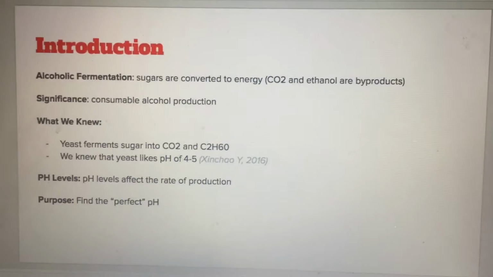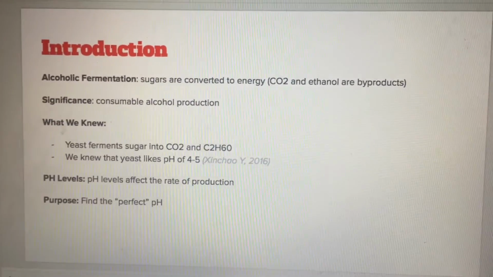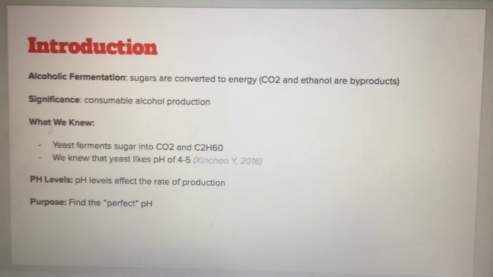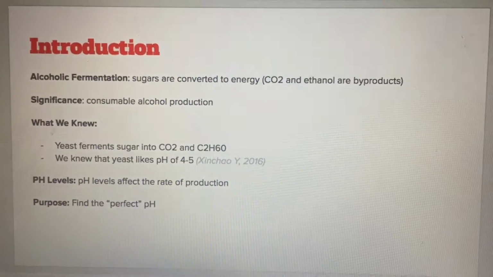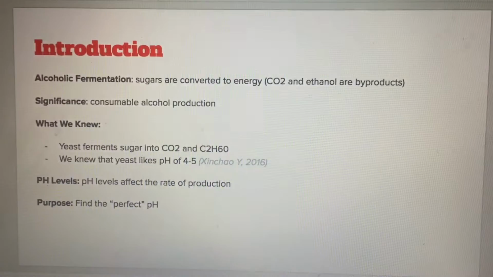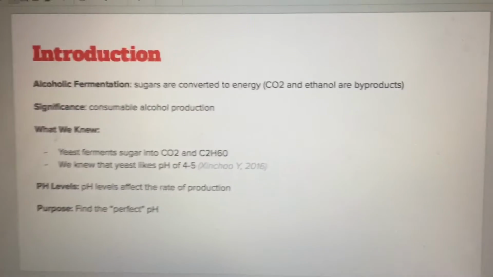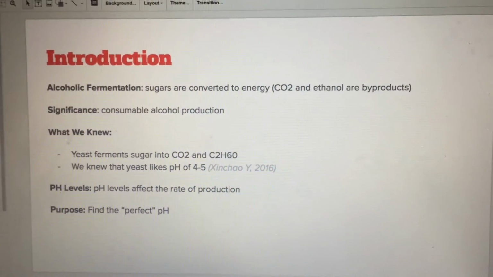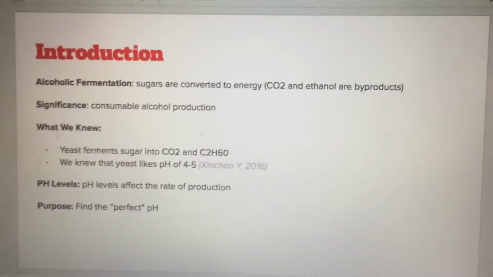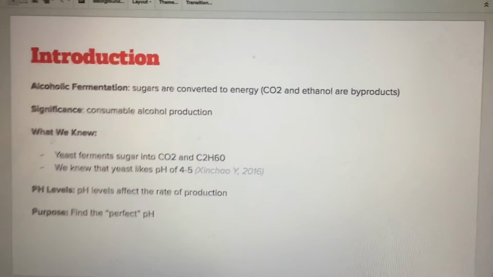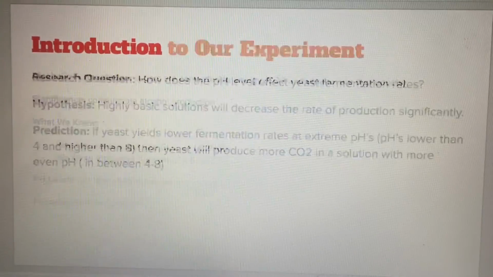But the purpose of the whole thing is to find a good pH that yeast likes, because going over the labs that we had done and some of the research that we had done, we couldn't necessarily get a clear answer on what pH is the best for alcoholic fermentation rates. So we're basically adjusting the pH to find whatever pH gives us the best rates of CO2 production, because we're using CO2 data loggers to measure it.